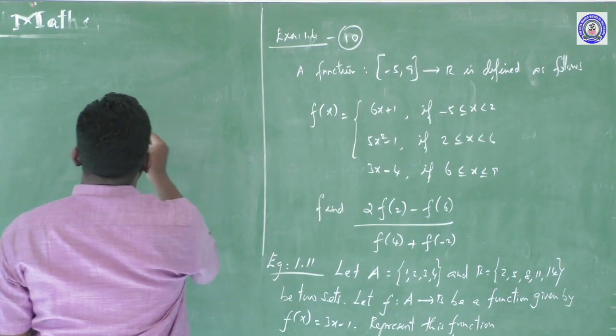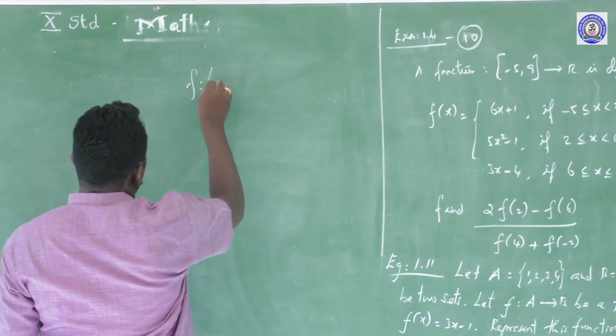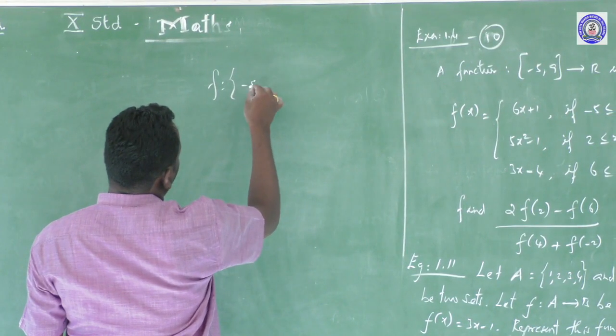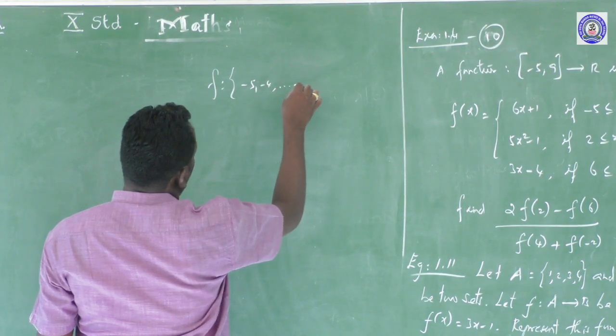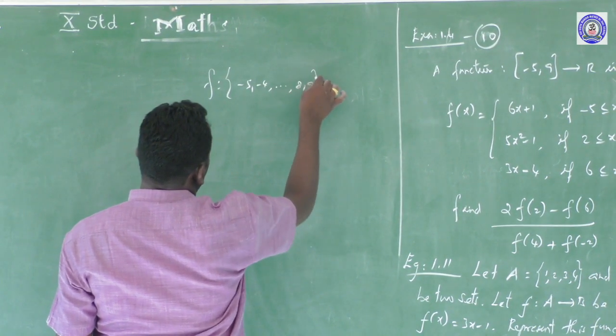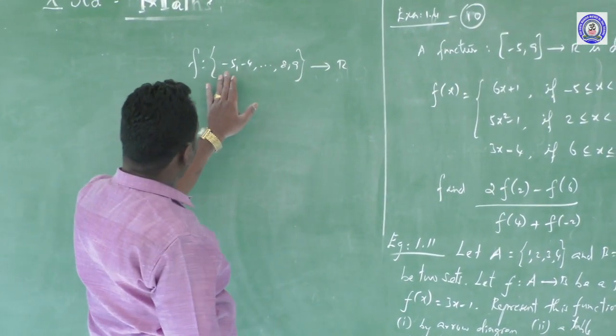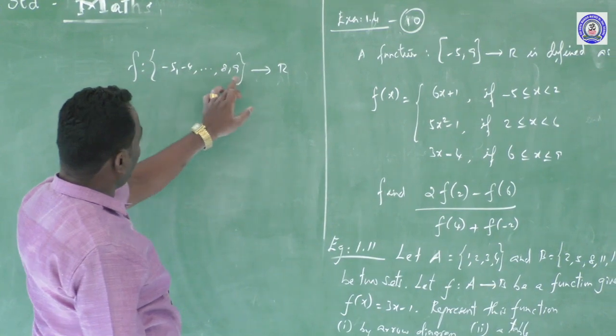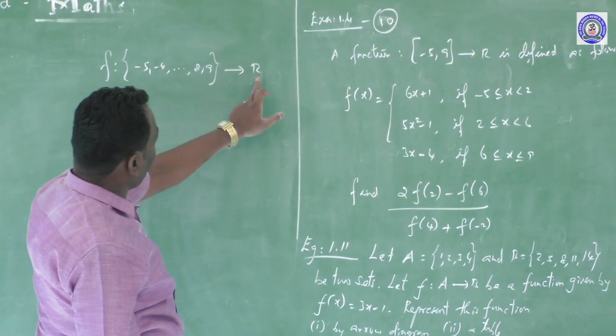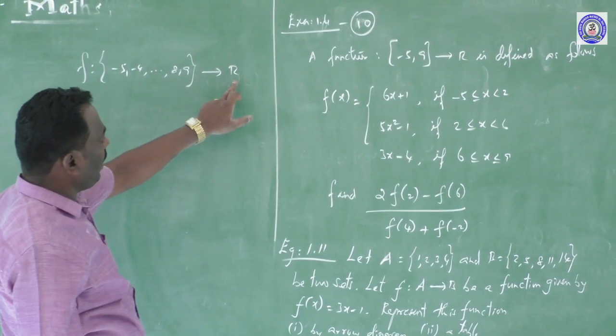Therefore the function is from minus 5, minus 4, etc., up to 8 and 9. And that tends to capital R. Therefore the elements from minus 5 to 9, and those answers belong to capital R, which is called real numbers.